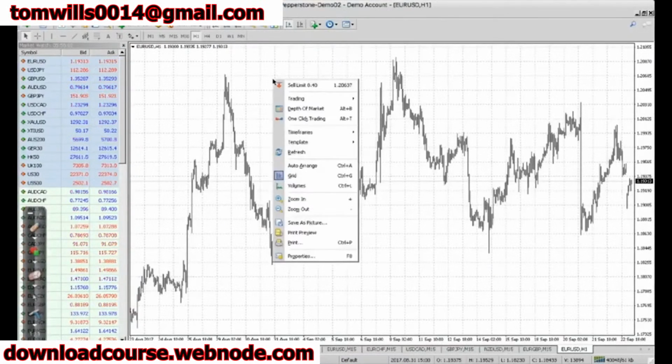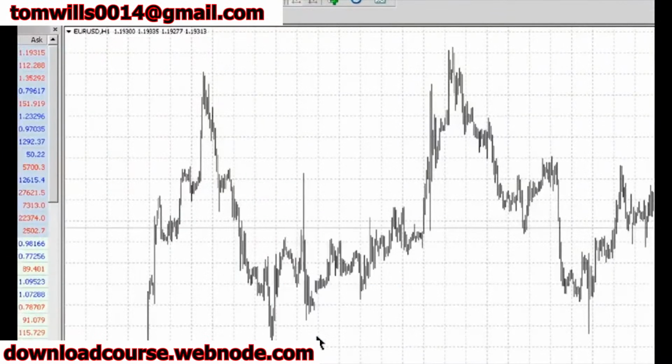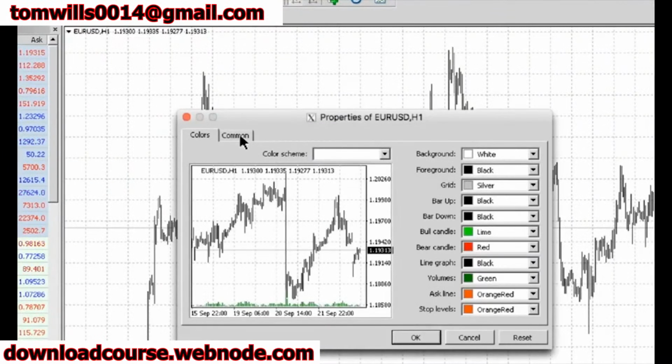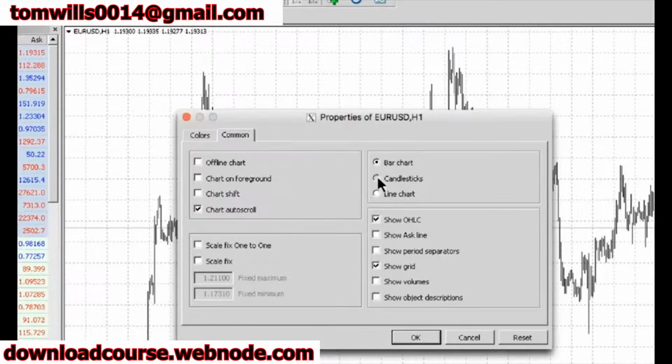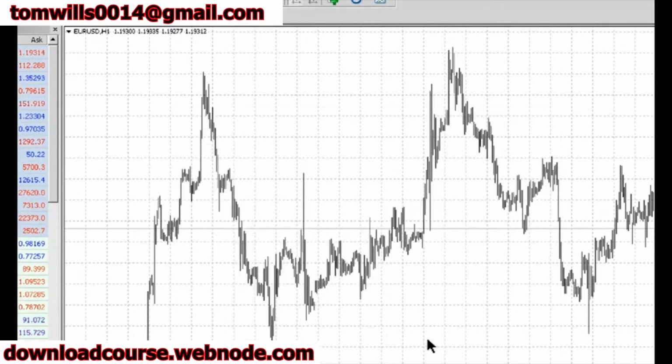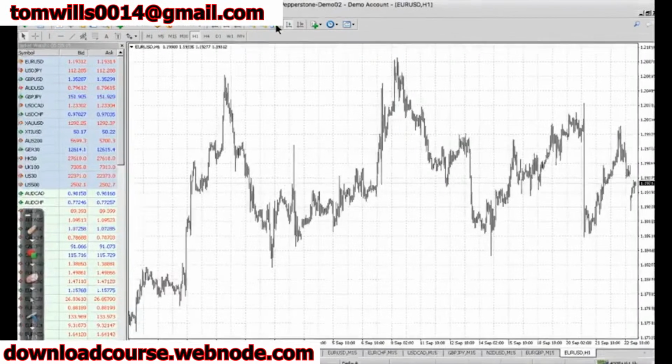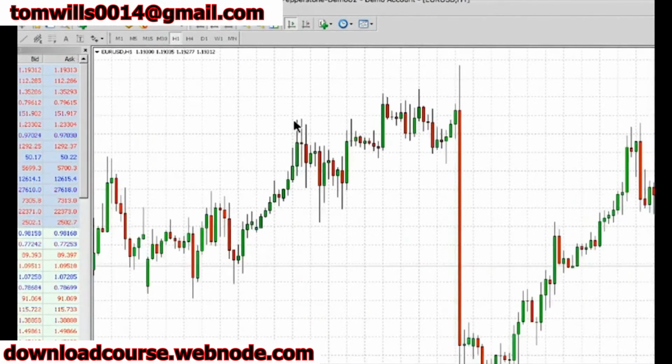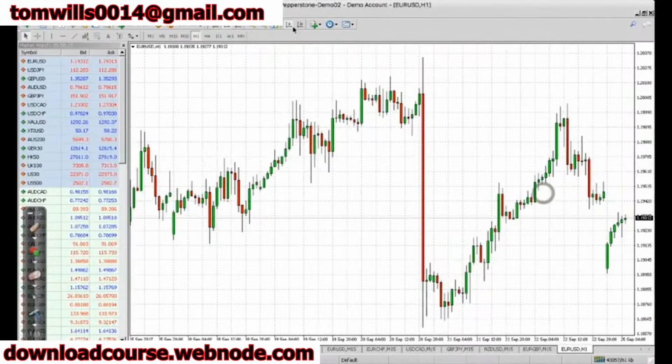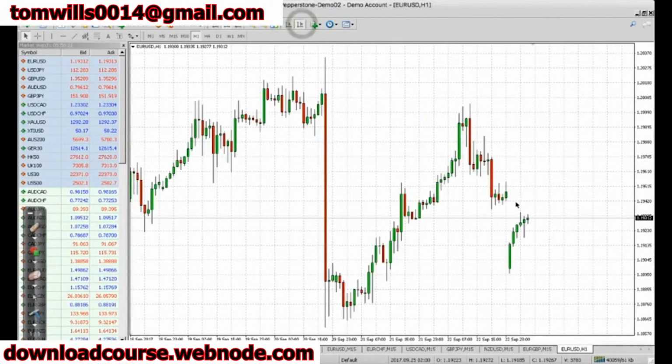Oops, forgot something. Right click again, go to properties, common, change it to candlestick patterns, right? Candlestick patterns. Okay, there we go. So again, we can zoom in, all right, and we can go all the way to the right there. Great, so we've got a chart. Properties in place.